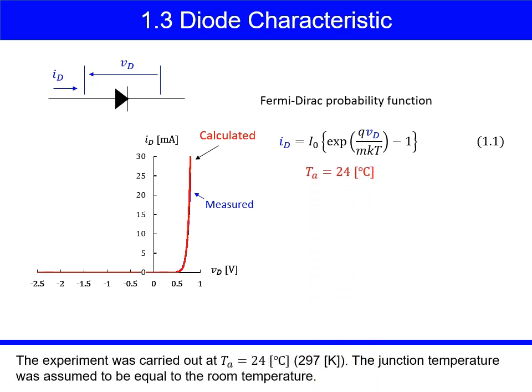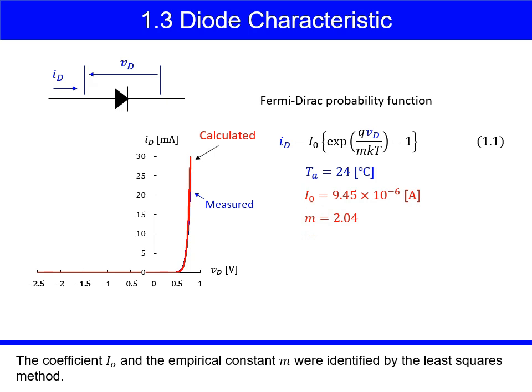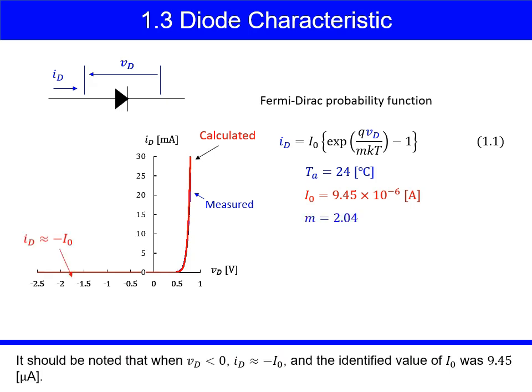The experiment was carried out at room temperature TA equaled 24 degrees Celsius, 297 Kelvin. The junction temperature was assumed to be equal to the room temperature. The coefficient I0 and the empirical constant M were identified by the least squares method. It should be noted that when VD is negative, ID is almost equal to negative I0, and the identified value of I0 was 9.45 microamperes.